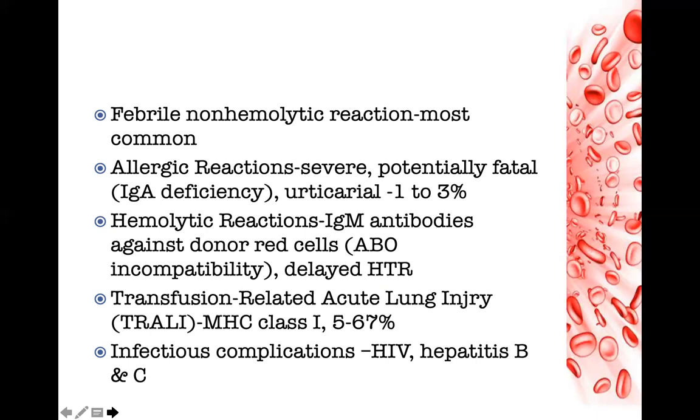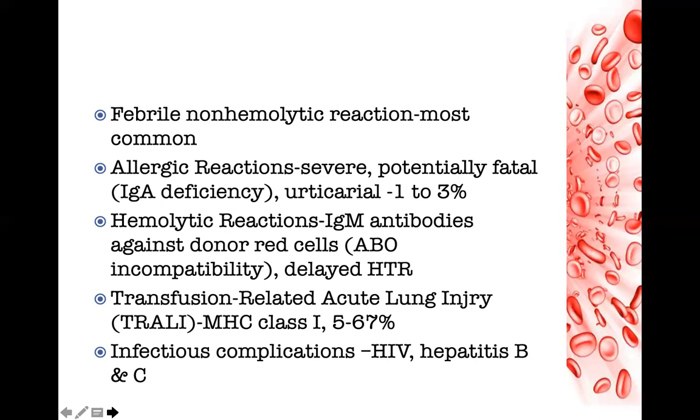Both TACO and TRALI would present with pulmonary manifestation, an ARDS type of lung injury. The difference is in TRALI, it is secondary to lymphocytes attacking the lungs, whereas TACO is some sort of congestive heart failure or acute congestion in the lungs as a result of massive transfusion.